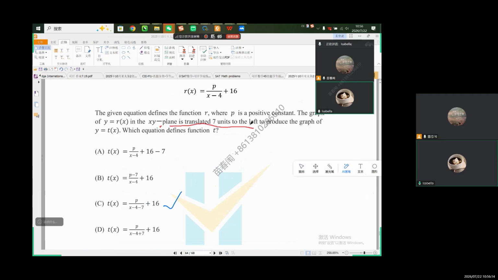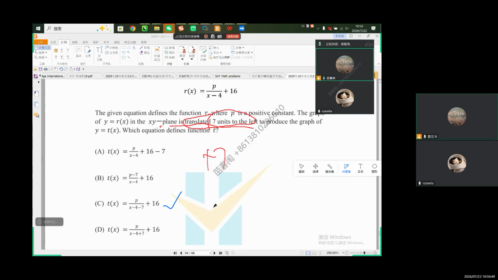They said the graph of y goes to r of x translated 7 units to the left. So the key is probably 7, translate 7 units to the left, right? Yep. So if you go to the left, I guess you should minus, right? Wait, that's what you do. Oh, go to the left must be plus. We have a kind of code thing in China. I don't know how you do it.